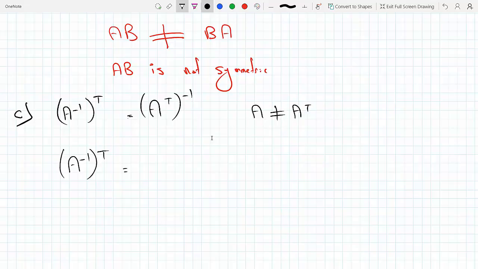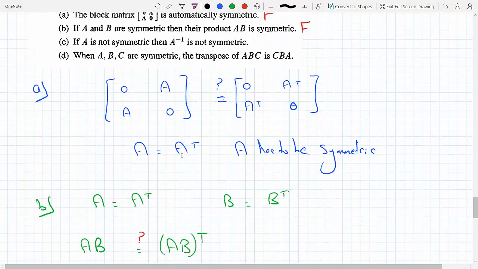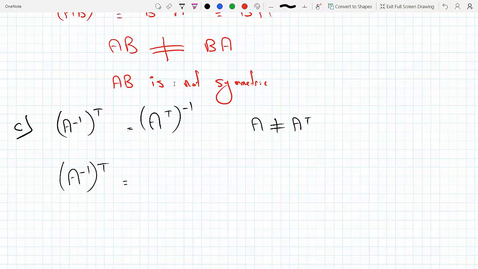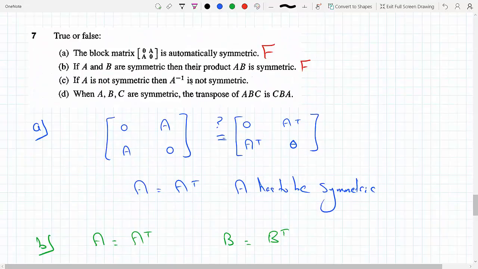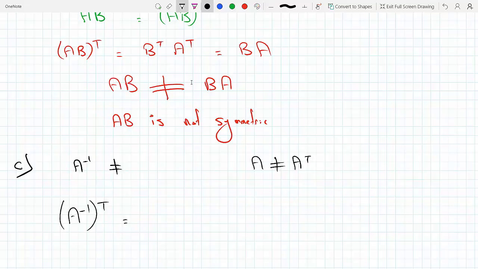equals, one second. Yeah, so for the inverse to be, if A is not symmetric, A inverse is not symmetric. If A inverse is not symmetric, then we are trying to prove that A inverse. One second here. Let me rewrite this a little bit different. So if A is not symmetric, then A inverse is not symmetric. That means we're trying to say that A inverse does not equal, in general, with a question mark over this, A inverse transpose. But we know for sure that A does not equal A transpose because A is not symmetric.